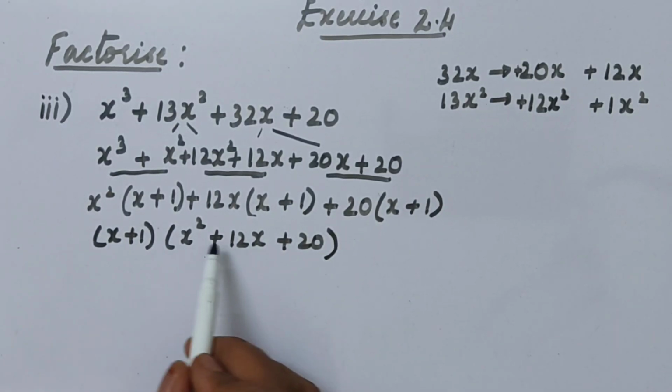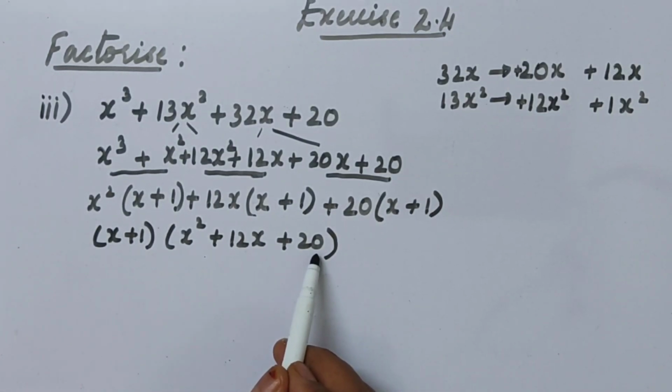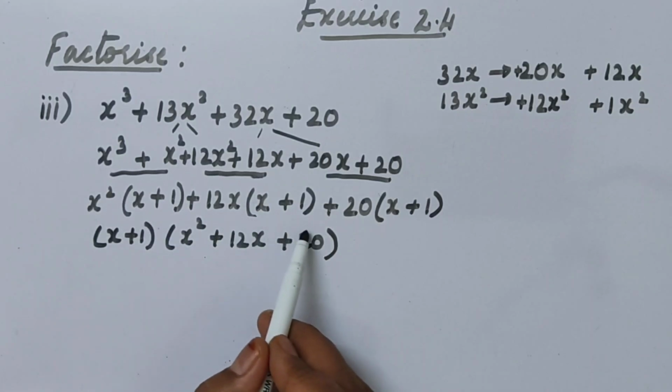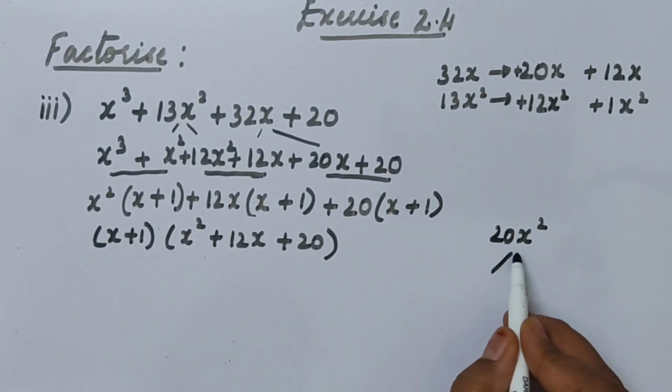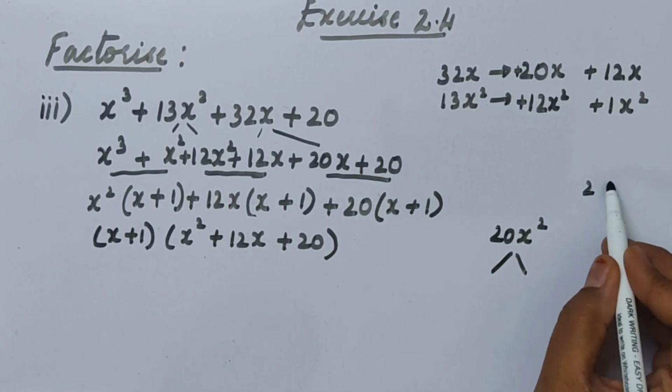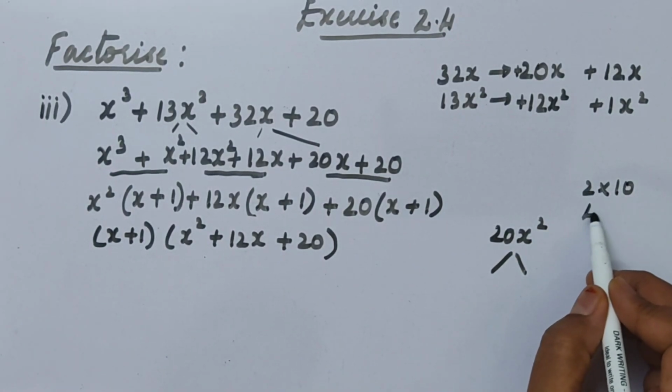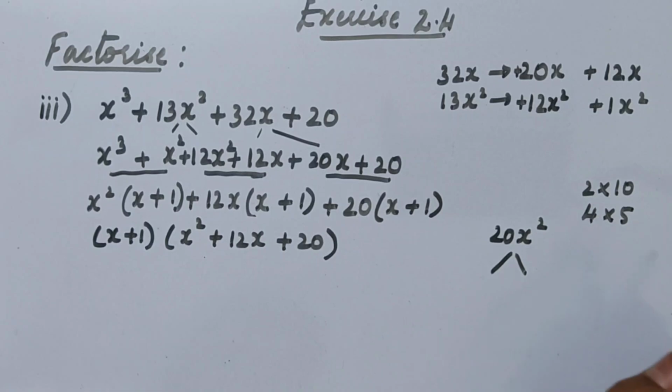Okay. Now this is a quadratic polynomial. Okay. Let me multiply first and last term. I am going to get 20x square. Factors of 20. It goes in 2 tens are 20. 4 5s are 20. 5 4s are 20. Right. So these are the factors.